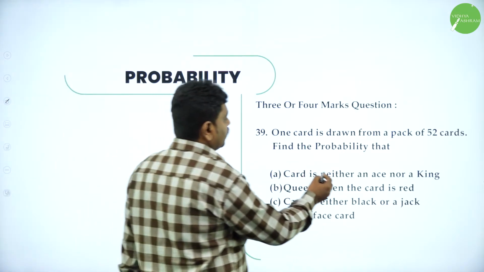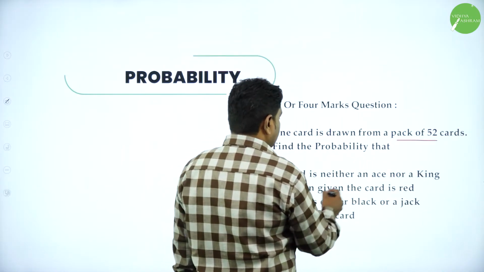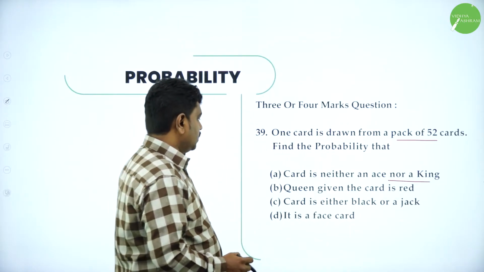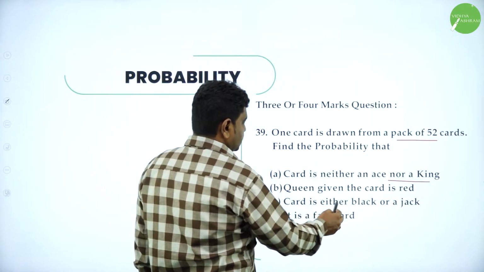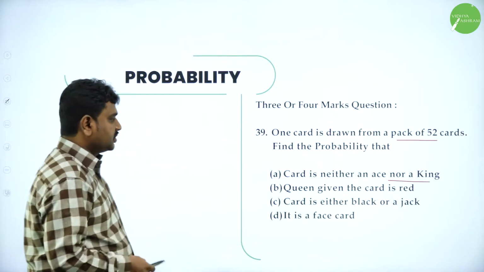One card is drawn from a pack of 52 cards. Find the probability that the card is neither ace nor king, and queen, given that the card is red, the card is either black or jack, the card is a face card. So 4 different questions are there.